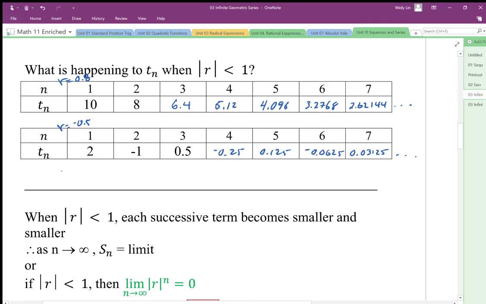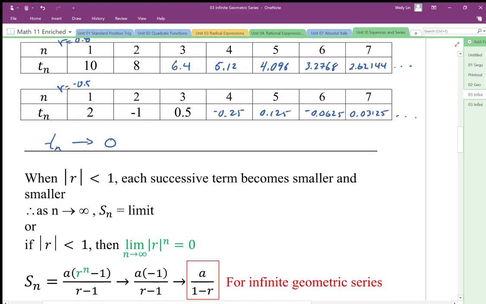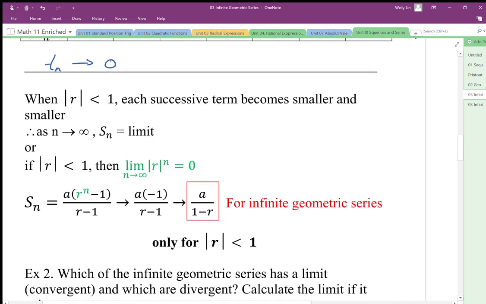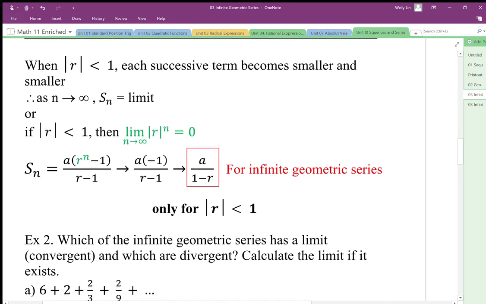And this is going to keep on going, and this is again Tn getting smaller and smaller and smaller. So Tn is approaching 0, and so that's what's going to happen every time the absolute value of r is less than 1. Each term gets smaller. As n goes to infinity, Sn has a limit.